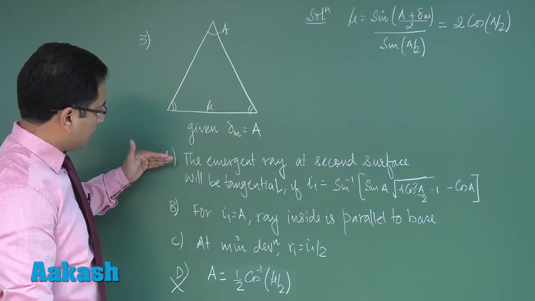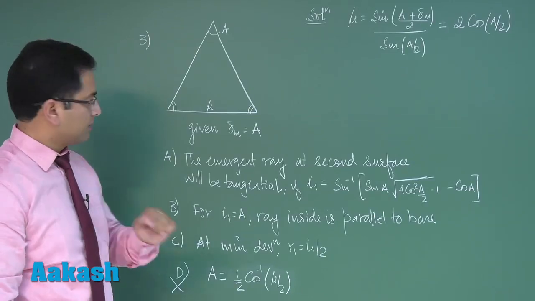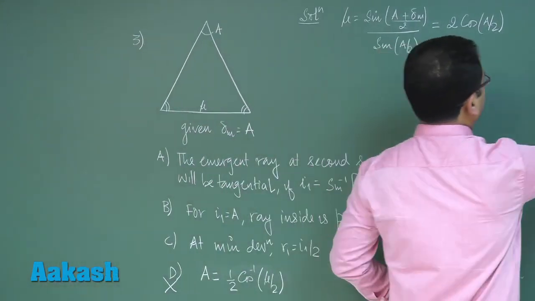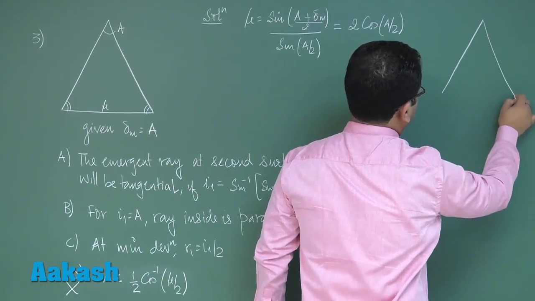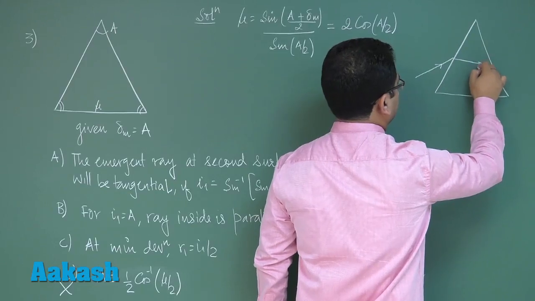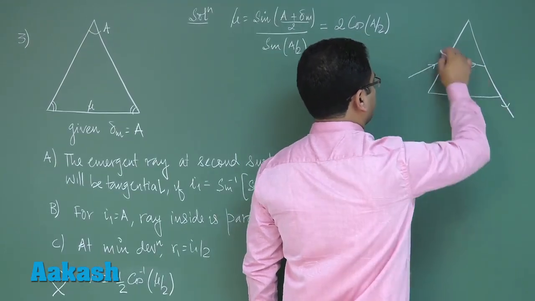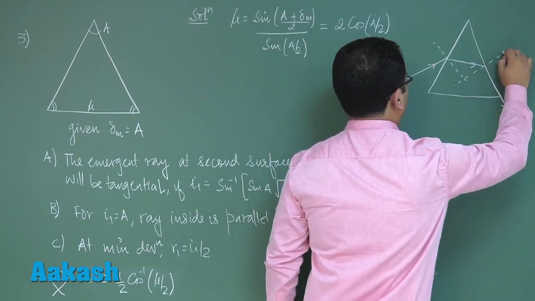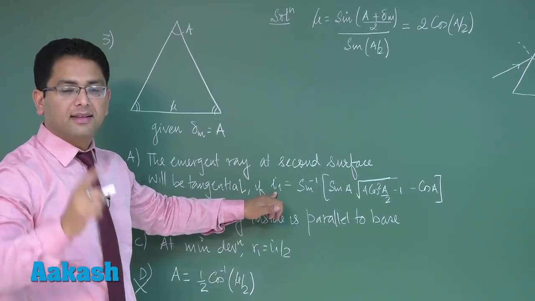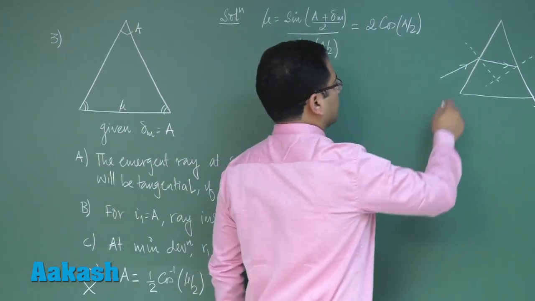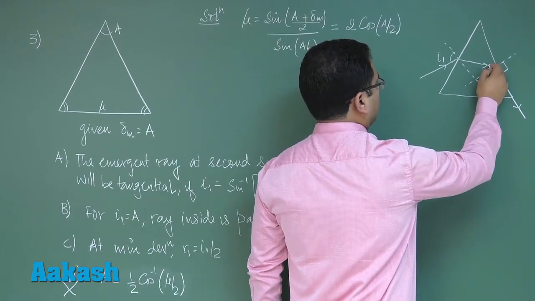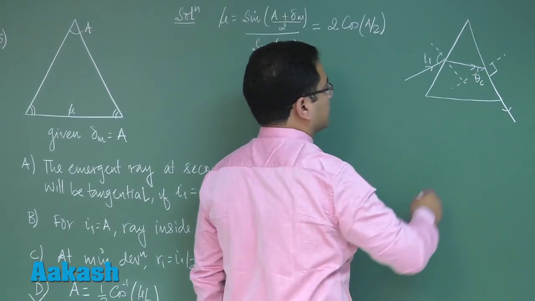Now let's go for options A, B and C. Option A says the emergent ray at the second surface will be tangential. So the condition is something like this. Let me make the figure something like this, and here it goes tangential. Let's draw the normal. Under this particular condition, I am asked to calculate I1, the angle of incidence at the first surface. So this is I1. Well, this is 90, so quite obviously this would be theta c, no prize for guessing.